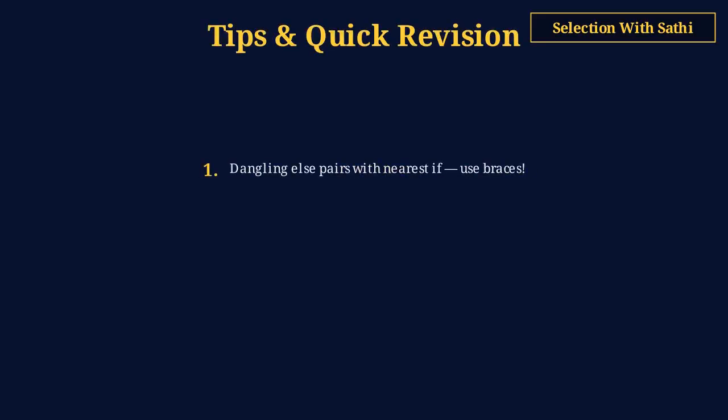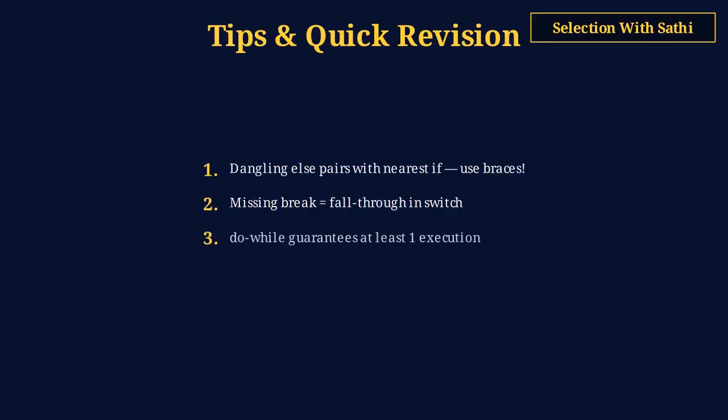Tip 1. The dangling else always pairs with the nearest unmatched if. Use braces to make your intent clear. Tip 2. Forgetting break in switch causes fall through. All cases below the matched one will execute. Tip 3. Do-while guarantees at least one execution, perfect for menu-driven programs. Tip 4. Every recursive function needs a base case. Without it, you get infinite recursion and a stack overflow crash.